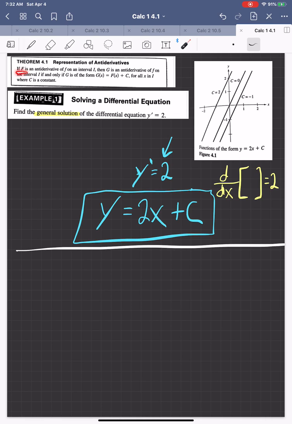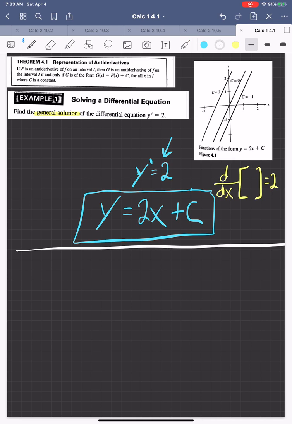So capital F, there it is, that is the antiderivative of f. Now f is the derivative on an interval I. So if F is the antiderivative on some interval I, then g is an antiderivative of f on the interval I if and only if g of x is equal to F of x plus c for all x in that interval, and c is a constant.